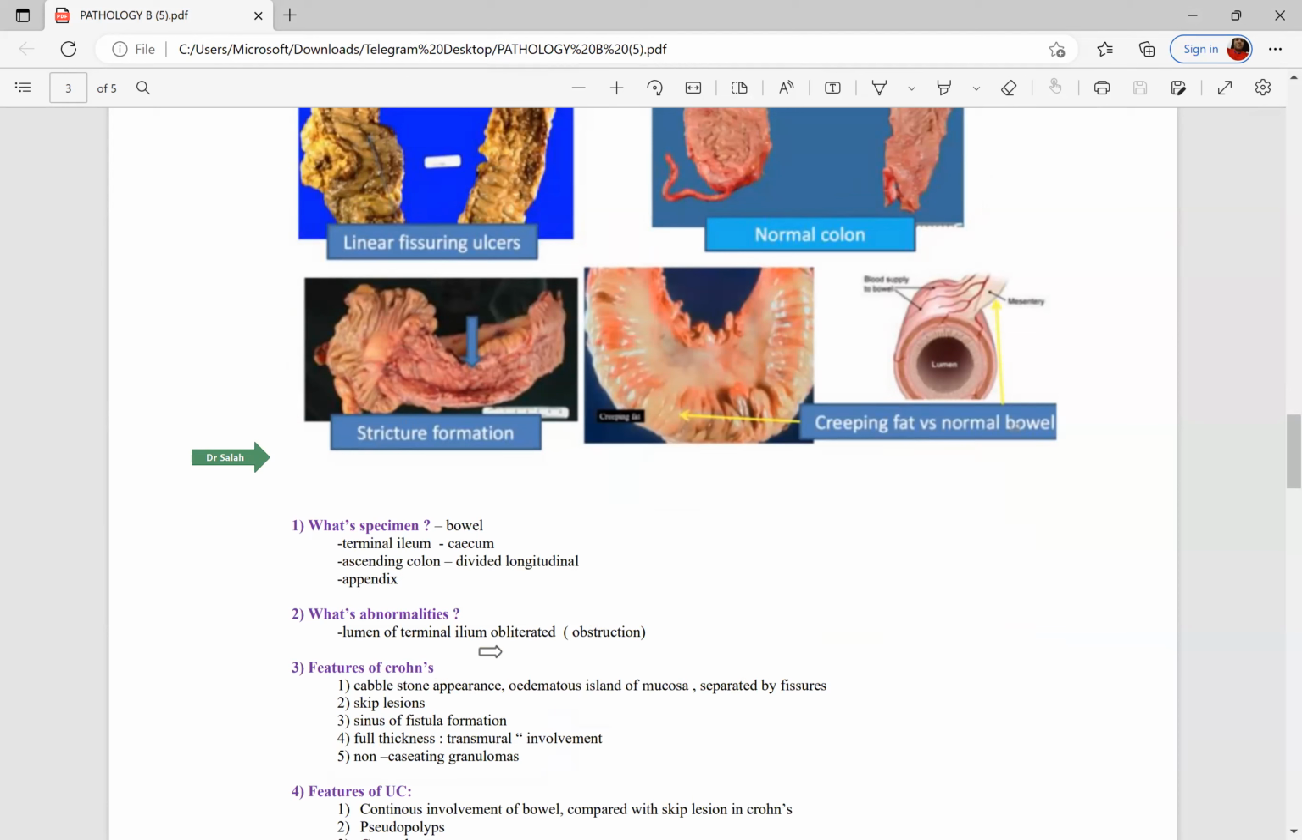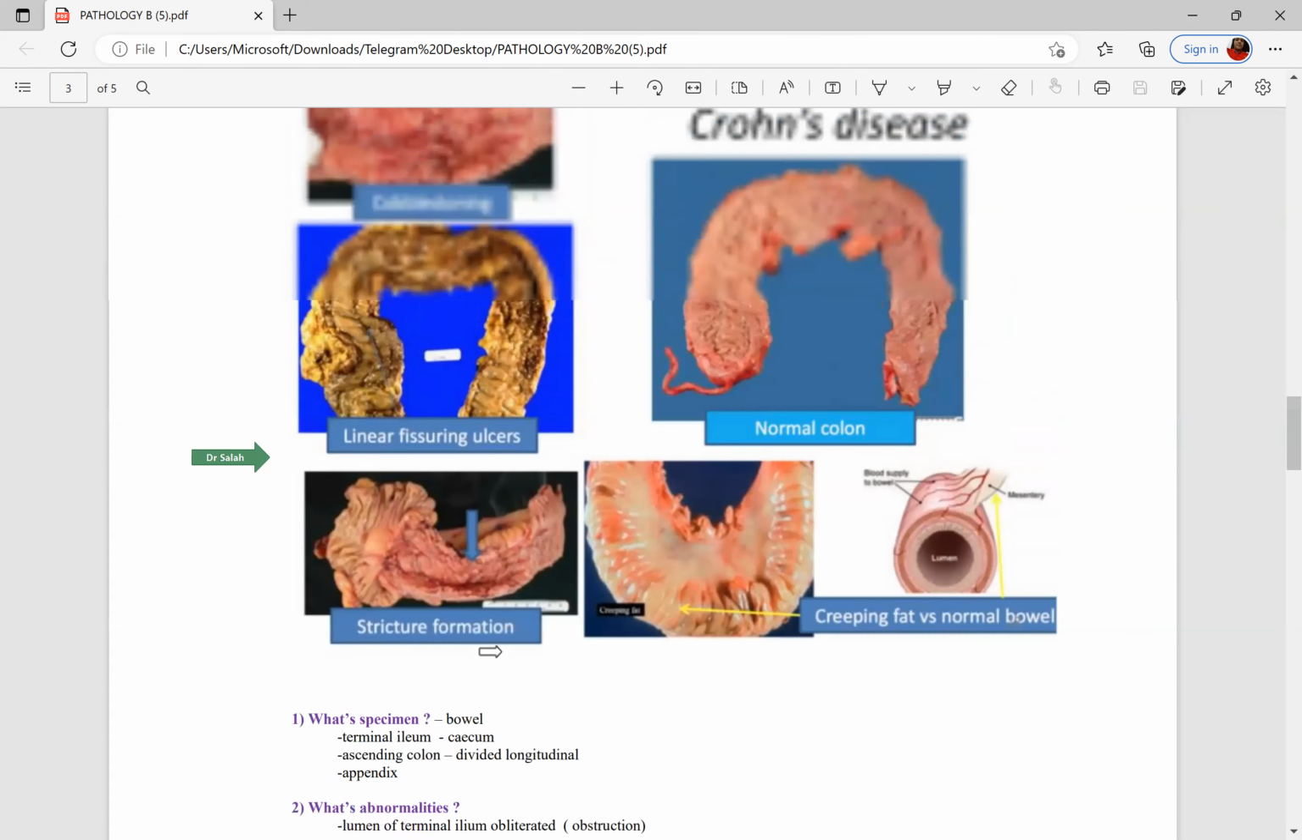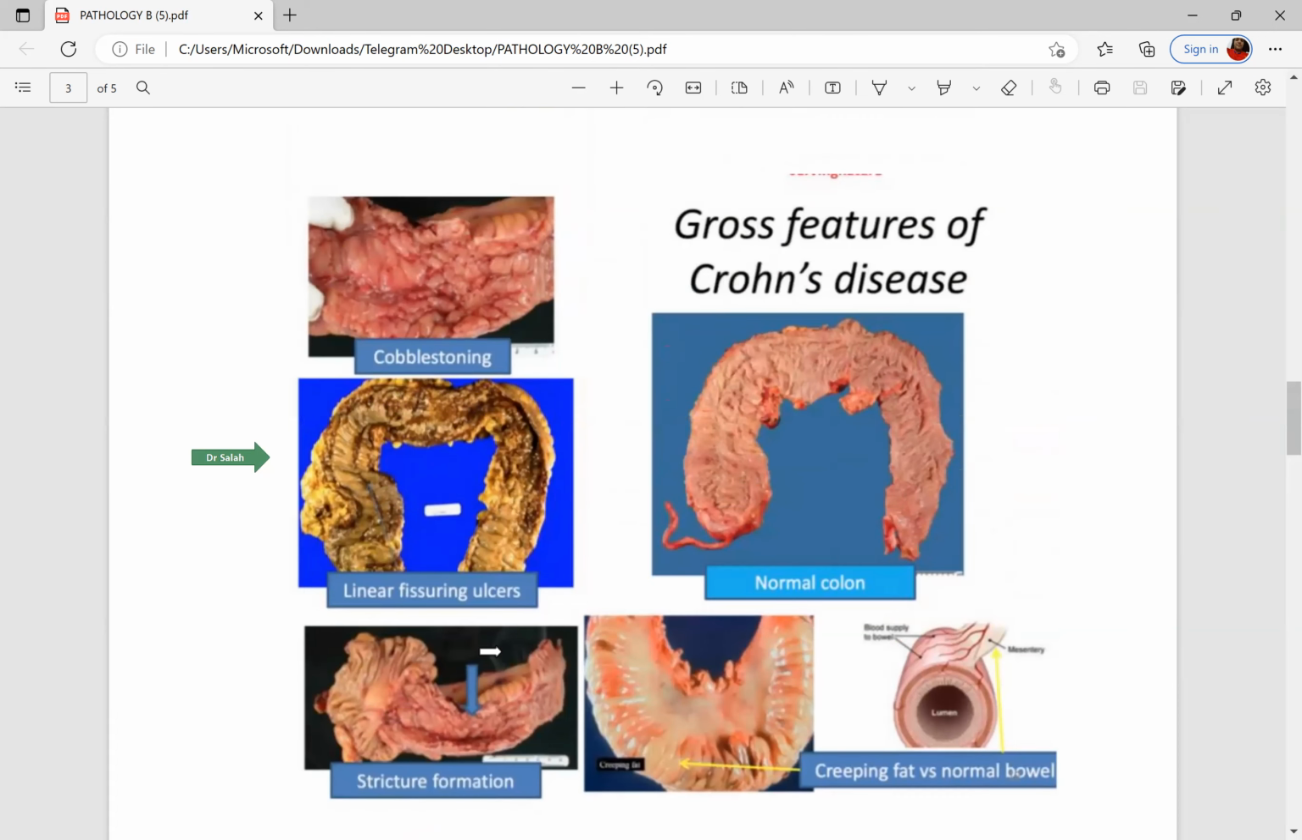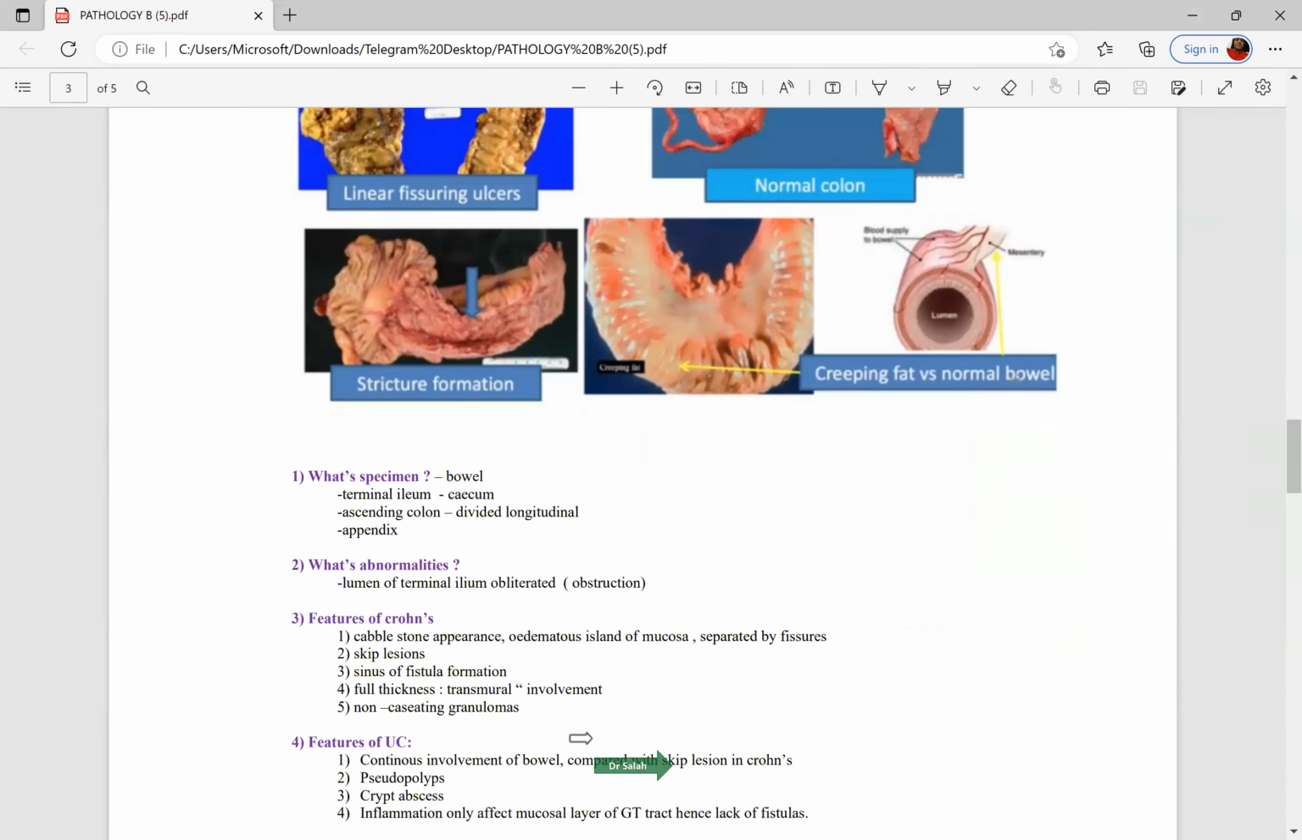Then asked what are the features of Crohn's according to the picture? So you will say there is cobblestoning, this one, and he said show me in the picture. Cobblestoning, linear fissures. You can see it here, and this is fat. This is creeping fat. He's asking to show him the features of Crohn's in the pictures.